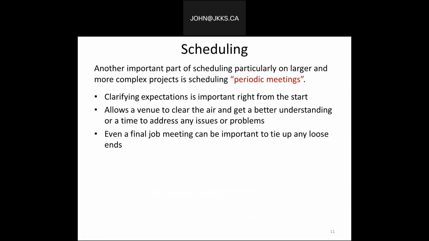Next, another important part of scheduling, particularly on larger and more complex projects, is scheduling of periodic meetings. When we talk about clarifying these expectations, what we want to do right from the beginning is help minimize surprises or last-minute changes. On large projects, we would hold job meetings with an owner, an architect or an engineer, contractor, and often the major subtrades every other week. It was an opportunity to review the work schedule, progress, and any concerns or perhaps clarifications.